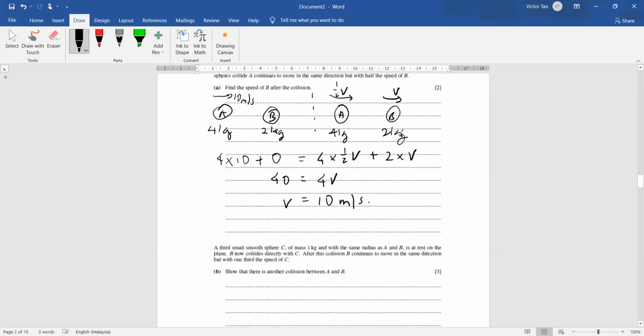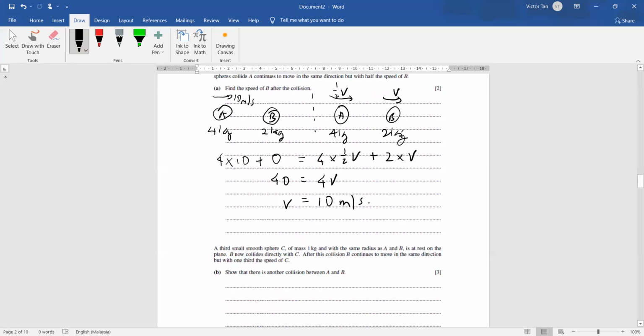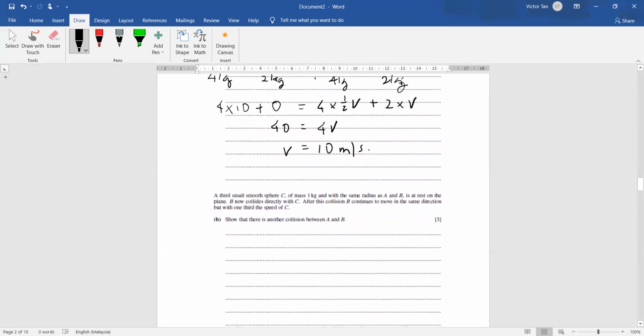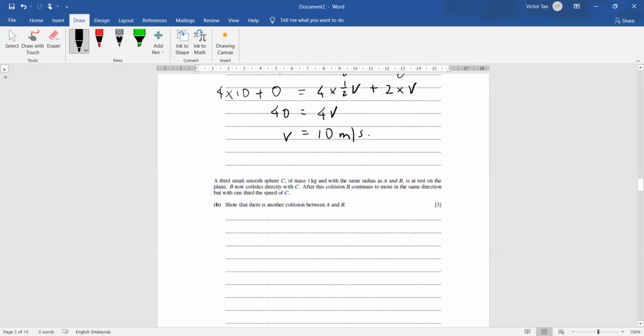That's it. The third small sphere C of mass 1 kilogram with the same radius as A and B is at rest on the plane. B now collides directly with C. After this collision, B continues to move in the same direction with 1/3 the speed of C. Show that there is another collision between A and B. Okay.